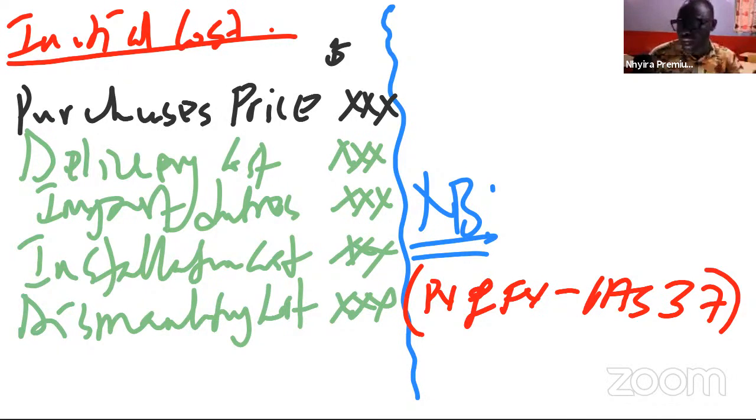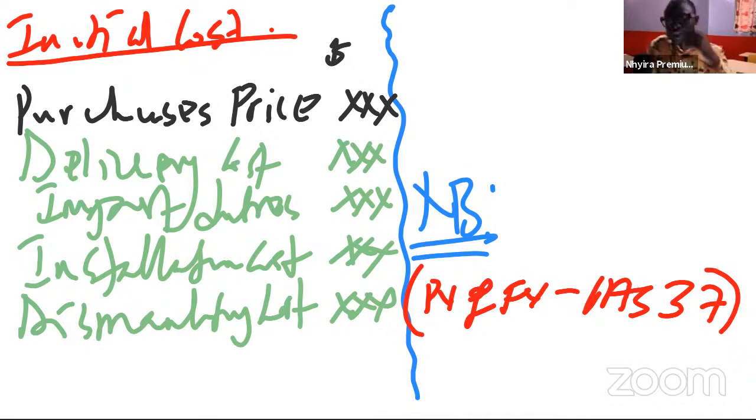So put this in your mind so that when we get to IAS 37 and I'm talking about the initial cost of the asset, what should be included in the initial cost of the asset, you will be able to catch it there in relation to that. I hope it makes sense.